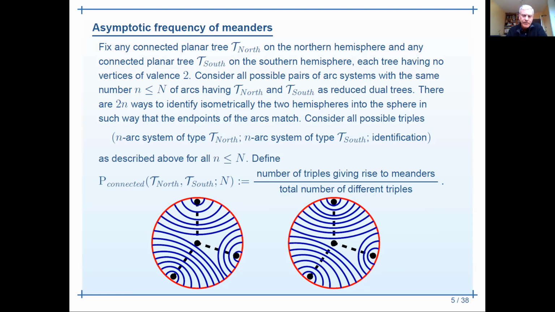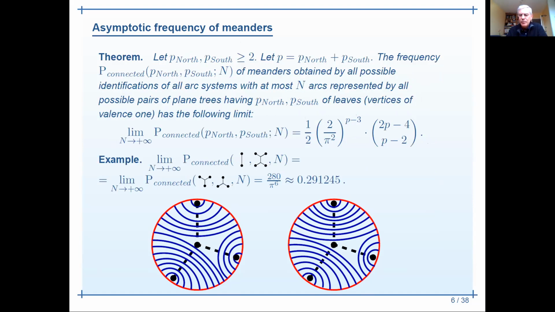And let's count how often we get a meander if we consider all possible arc systems with the corresponding combinatorial passports, with a bounded number of leaves, when the number of arcs tends to infinity. So we look among specific arc systems with these passports, what is the frequency of meanders out of all possible gluings of arc systems? And here's the theorem. The theorem says that the answer depends on the total number of leaves.